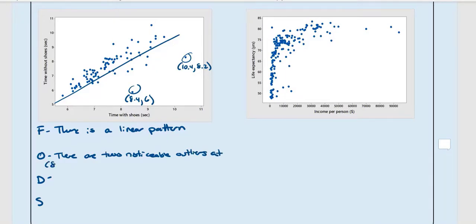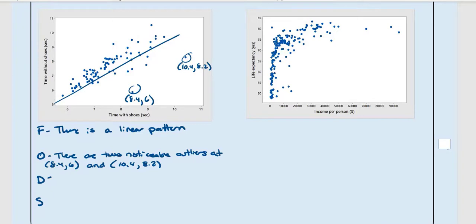Noticeable outliers at 8.4, 6 and 10.4, 8.2. Remember this is the time, so 8.4 seconds with shoes versus 6 seconds without shoes. And then we have 10.4 with shoes, 8.2 without shoes. The reason those are outliers is because it took them significantly less time to run without shoes as opposed to with shoes.